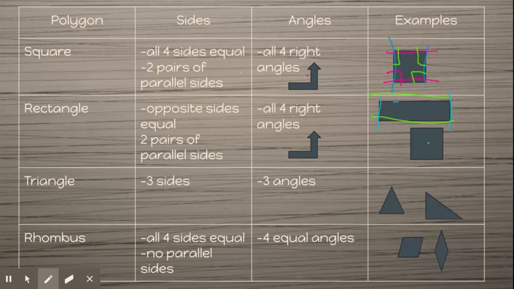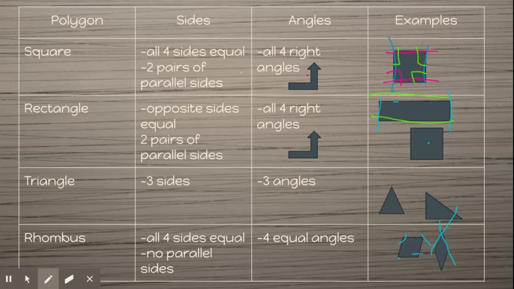And finally, we have a rhombus, and rhombuses are equal on all 4 sides. There are no parallel sides. So when I say no parallel sides, I'm talking about this side will cross over this side. So they do not have parallel sides. And then they have 4 equal angles. So this angle is the same as this one, and this one, and this one.